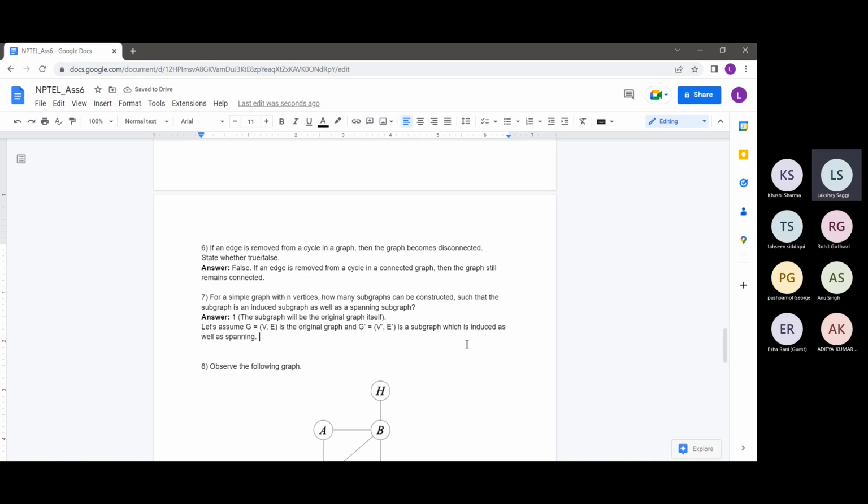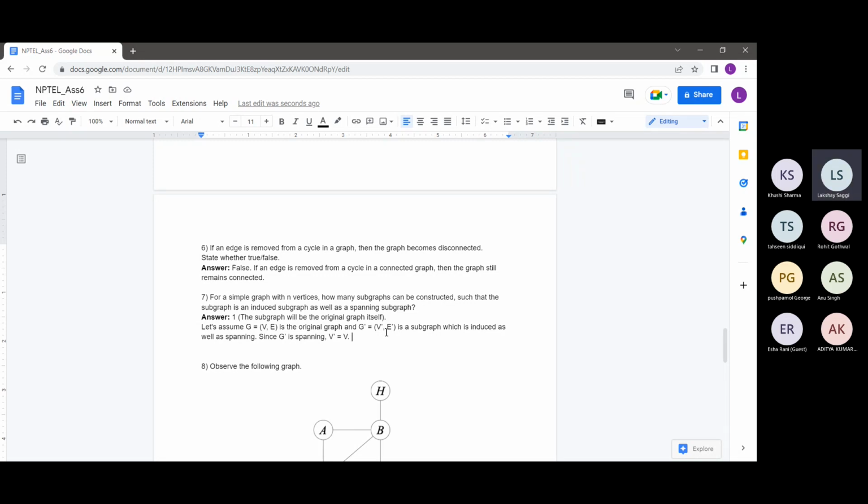So how am I going to prove that? Let's first take that since G prime is spanning, by the definition of spanning, every vertex of G should also be in G prime. So we can say that V prime will be equal to V. This is basically the definition of spanning, that V prime should be equal to V.